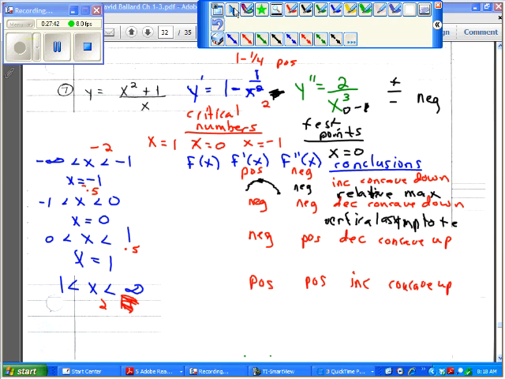At x equals 1, we can plug our +1 into the second derivative. We would have a positive over a positive, which is a positive. In the second derivative test, it's positive, which means that it is concave up. That means it's concave up. Therefore, that's a relative minimum.